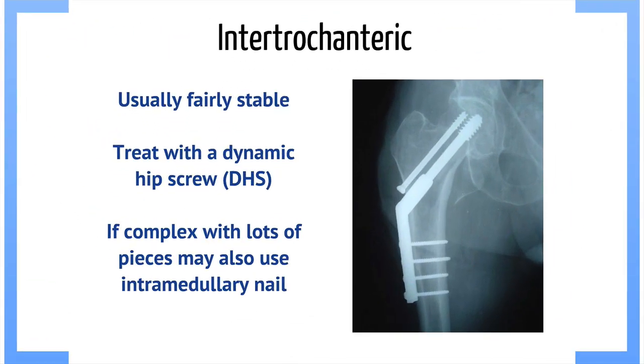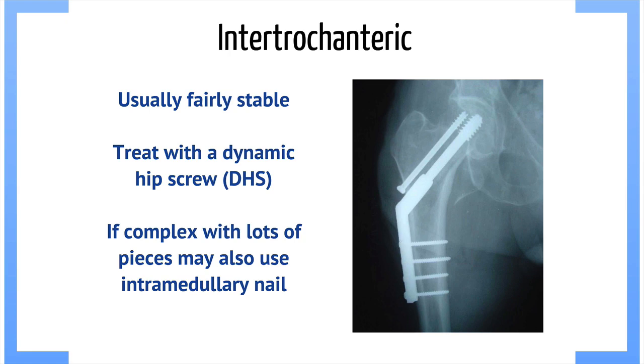So intertrochanteric fractures are usually fairly stable, and unless they're complex with lots of pieces, we usually treat them with a dynamic hip screw. On the X-ray here, you can see an example of a dynamic hip screw. You can see a very large screw holding the femoral head, and this is inserted into a plate which is attached to the femur with screws.